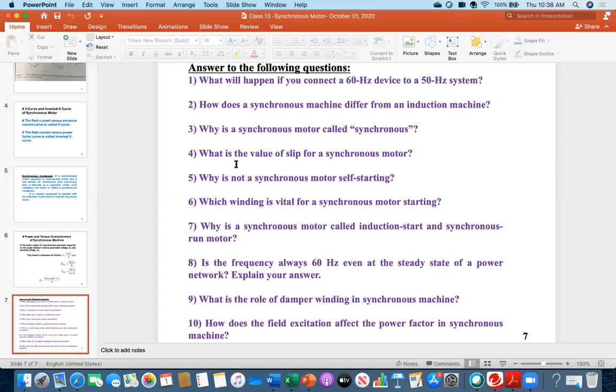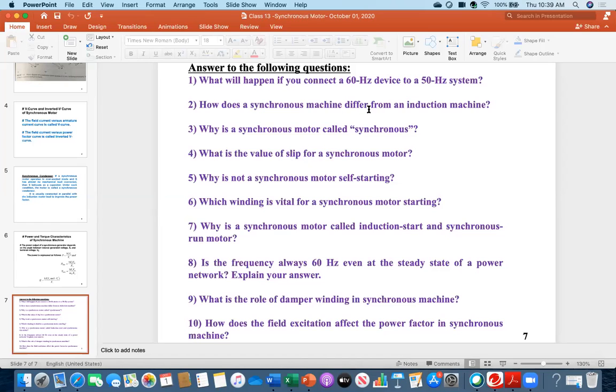That is question number 4, which I actually asked: what is the value of slip for a synchronous motor? The answer is that the slip for a synchronous motor is 0, because a synchronous motor has only the synchronous speed. If you apply the slip equation, slip is synchronous speed minus rotor speed divided by synchronous speed. For a synchronous motor or synchronous generator, there is only one speed, so the difference is 0. In fact, there is no slip.